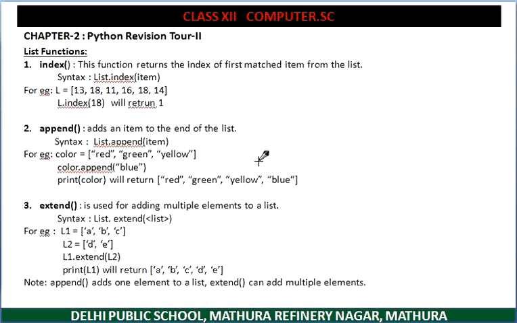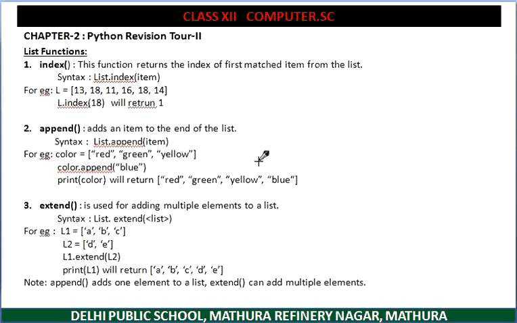For example, l is equal to [13, 18, 11, 16, 18, 14]. Then l.index(18) will return the index of the first 18, that is 1. So this function returns the index of the first matched item from the list.